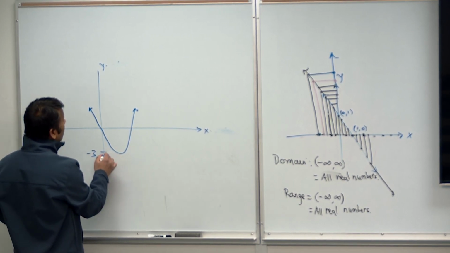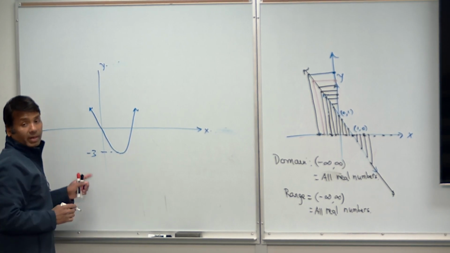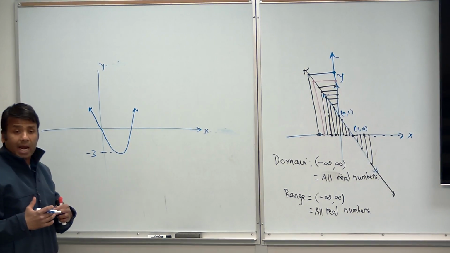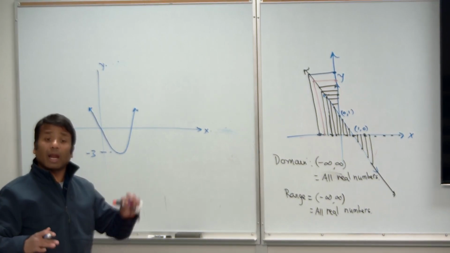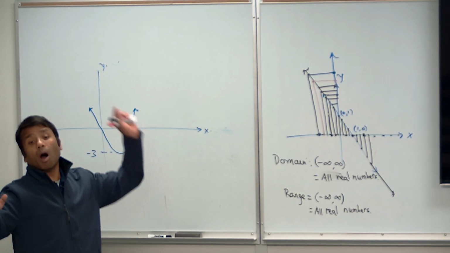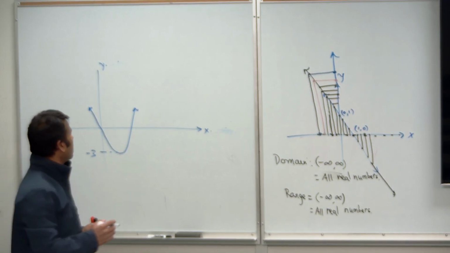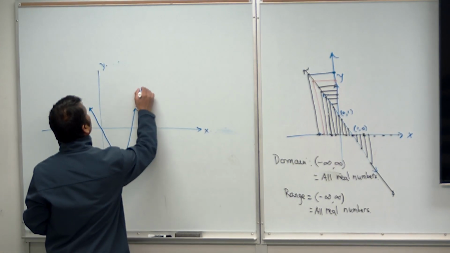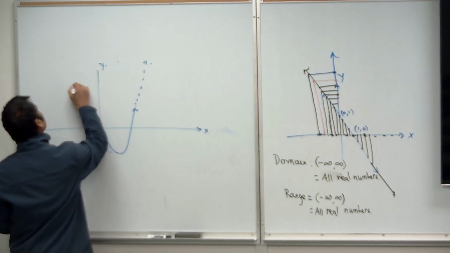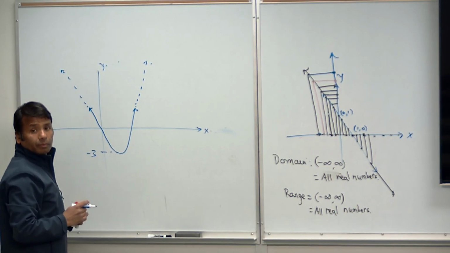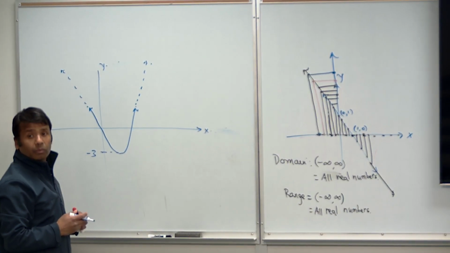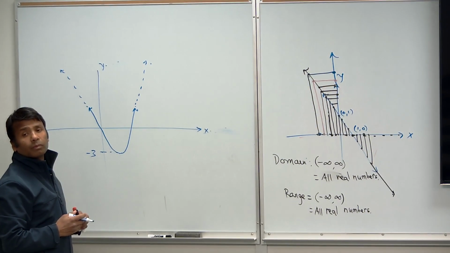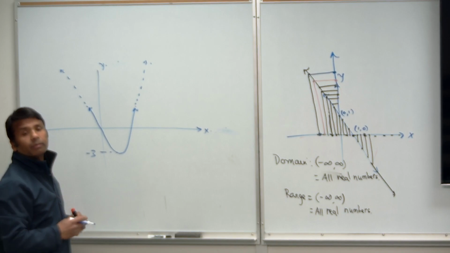Now look here. Your y value cannot go below -3. But you can extend the graph indefinitely left, right, and up. It goes like this, and you can do that indefinitely. So what we write down for the domain is negative infinity, comma, infinity. And for the range, it's -3, comma, infinity.